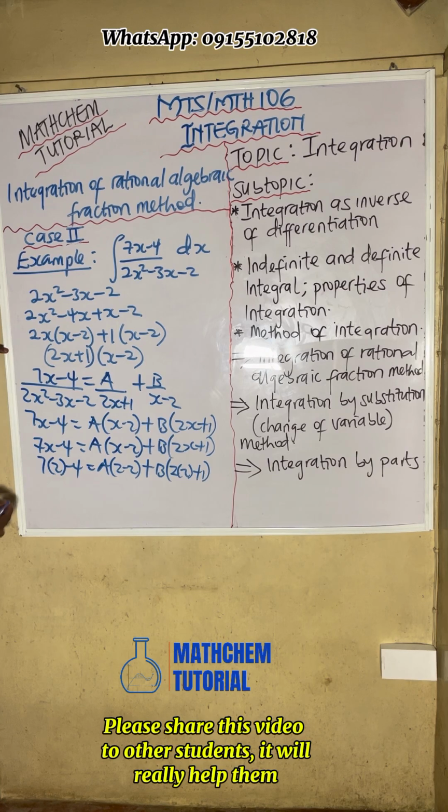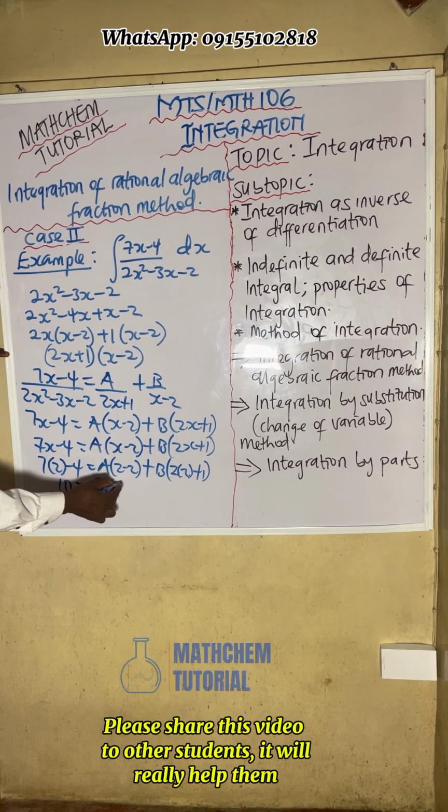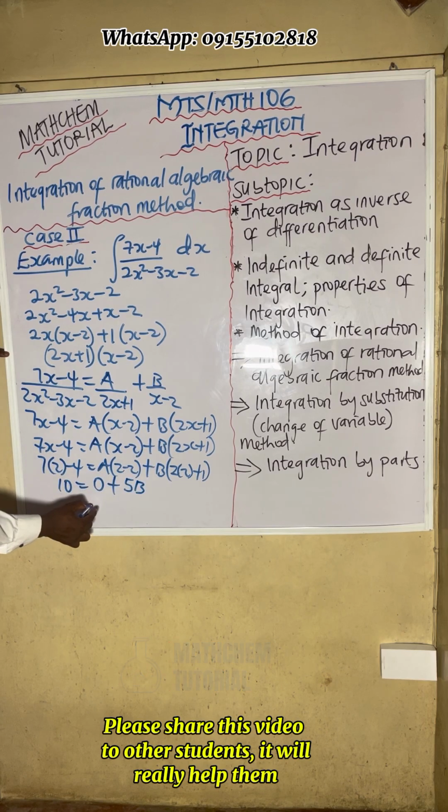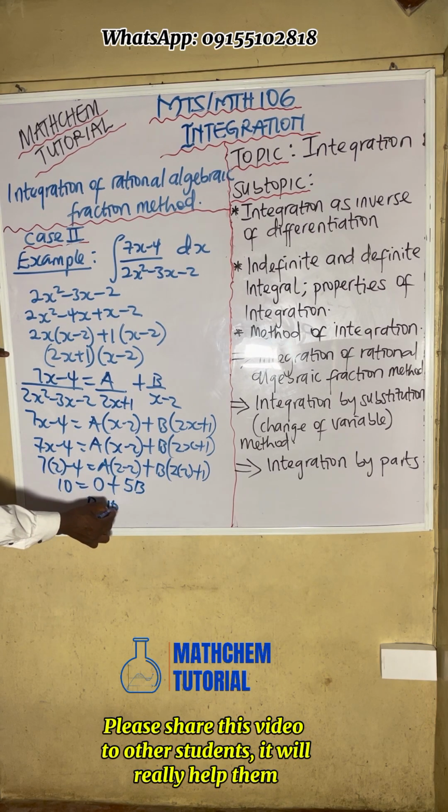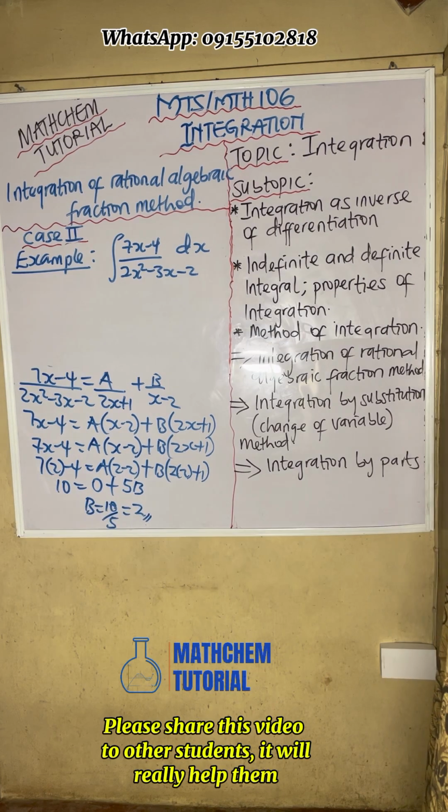So what would I do next? This is 14, and this is 10. Yeah, 10, because 14 minus 4 is 10 equals 0 plus this is 5b. And from here, b equals 10 over 5, and then b equals 2. Now let's get for a.